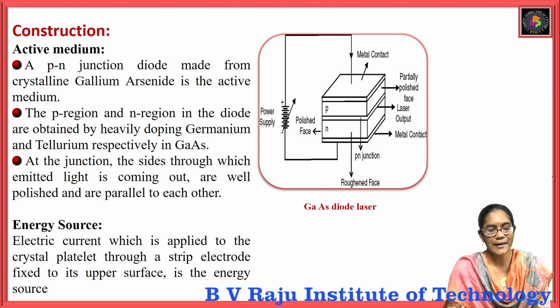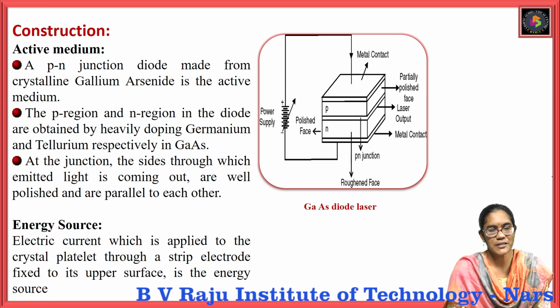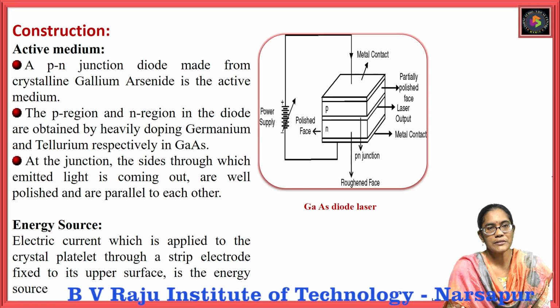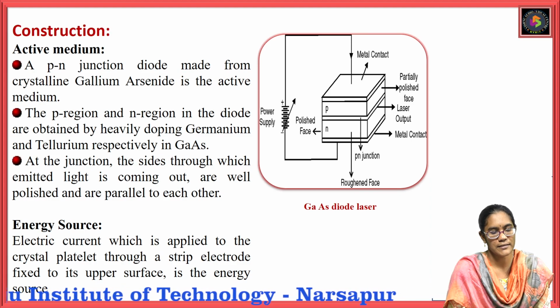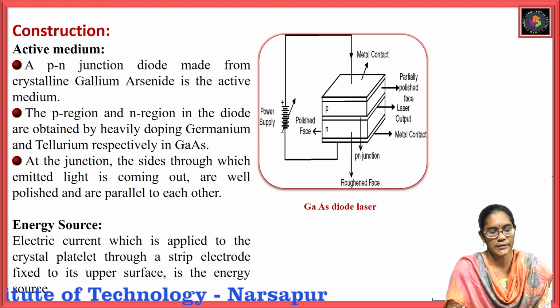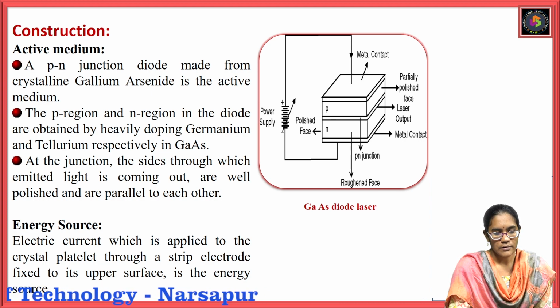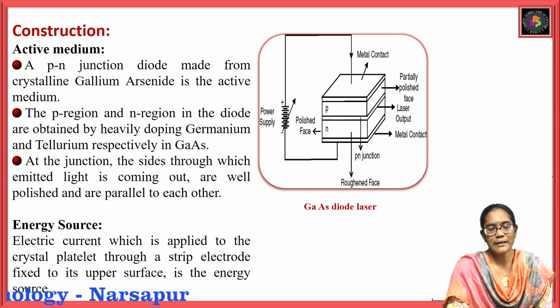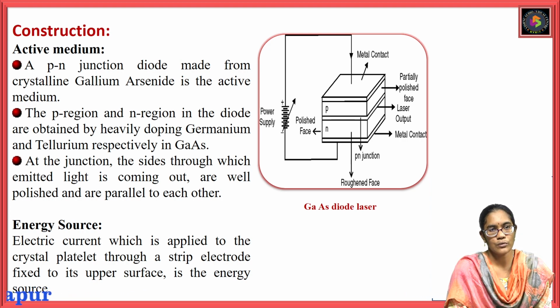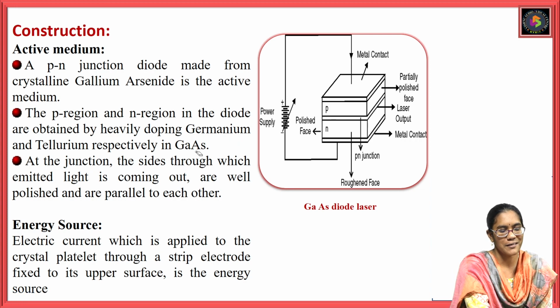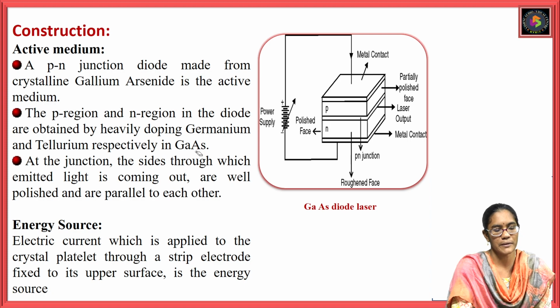Here the active medium is the PN junction diode. The PN junction diode is made from a single crystalline material, that is gallium arsenide. It acts as the active medium. And here the P and N regions are heavily doped. The P region is doped with germanium and the N region is doped with tellurium respectively.